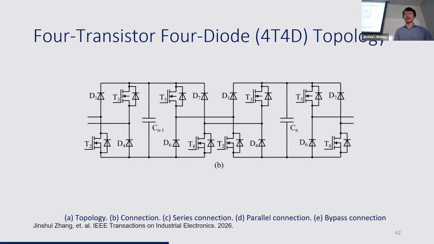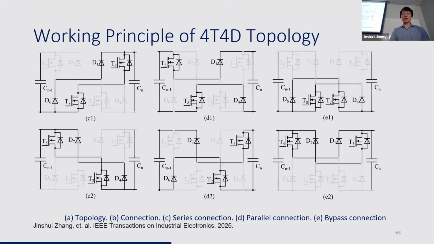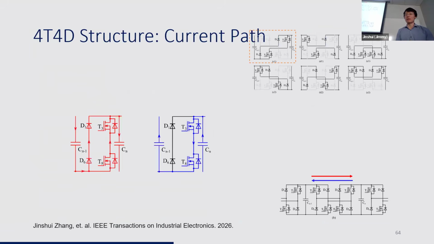And this is how we connect two 4T4D modules together. Similar to CH2B, the 4T4D structures have 6 active modes. They may look similar, but there are some subtle differences. One of the differences is the current path. Although each mode appears to have 2 branches for the load current, sometimes only one path is active.